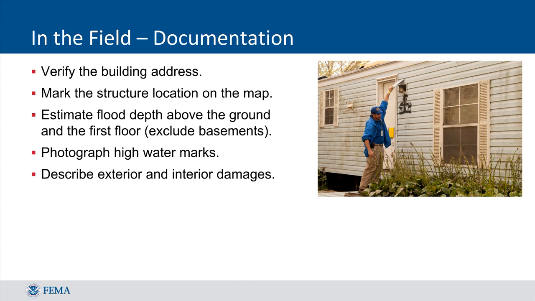While the inspectors are in the field, they should first verify the address of the structure. Then, they should mark the structure location on a map. This will help assess the progress of the inspections, as well as verify that all structures requested for the inventory have been inspected. If inspecting structures for flood damage, inspectors should then look for high water marks. This will be used to estimate the flood depth above the first floor. If possible, photographs of the high water mark should be taken. Next, an overall description of the exterior and interior damages should be noted.